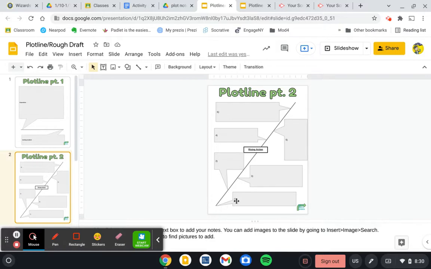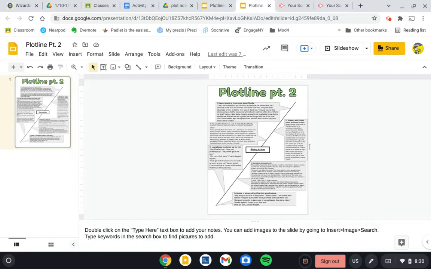So scene 1 starts at the bottom, then we have scene 2, scene 3, scene 4, scene 5, and scene 6. And the whole reason why it piles up like this and is numbered is to help you keep track of your events. So each bubble here is going to be a scene that you describe in the story. To give you an example, here's my plotline page 2.